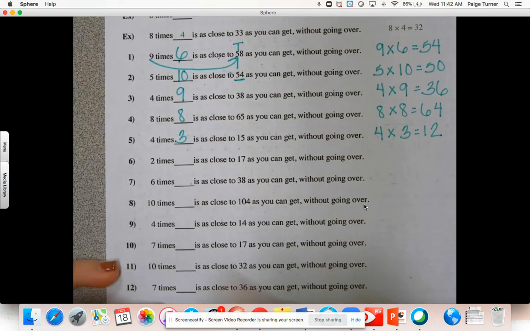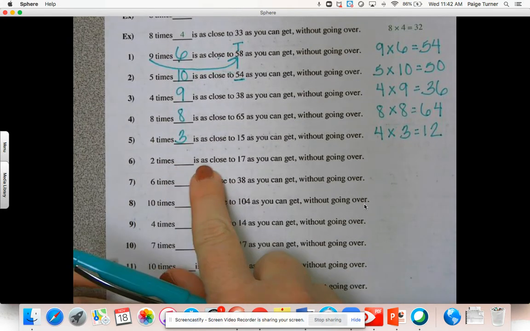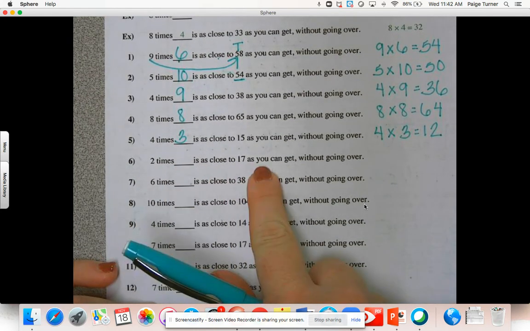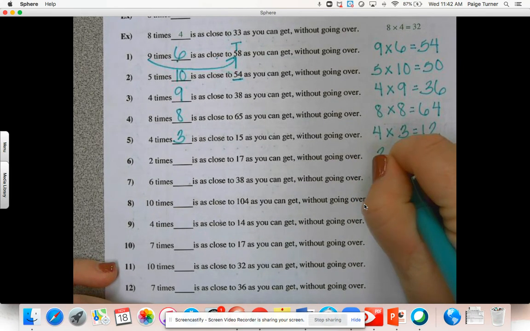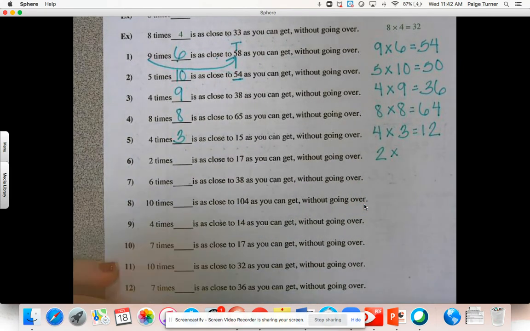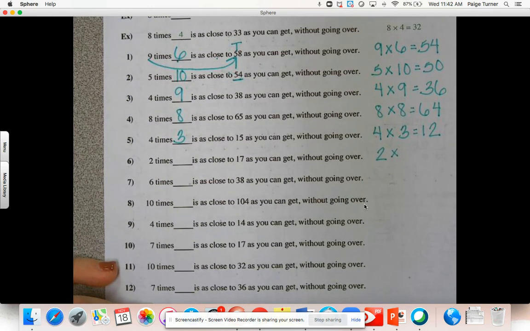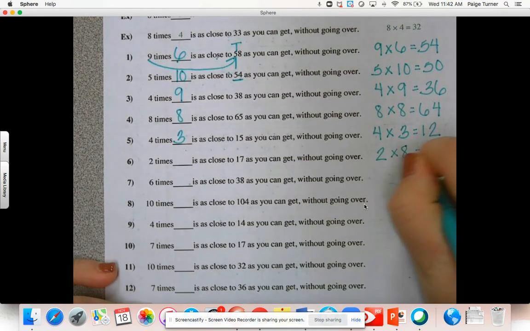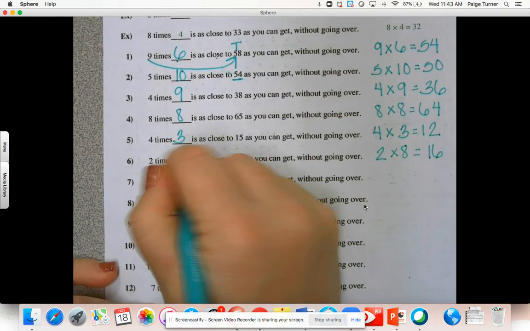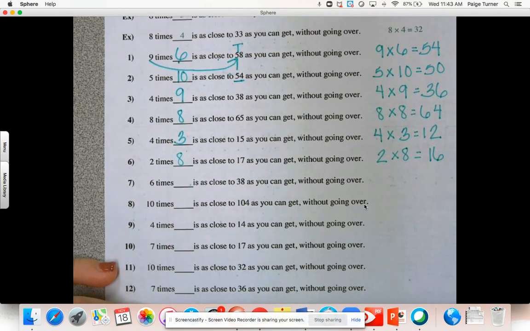Number 6. 2 times blank is as close to 17 as you can get without going over. So 2 times what number is going to get you close to 17? Well, let's see. 2 times 8 is 16. 2 times 9 is 18. So that would be 2 times 8. 2 times 8 is 16. That's as close as we can get to 17.